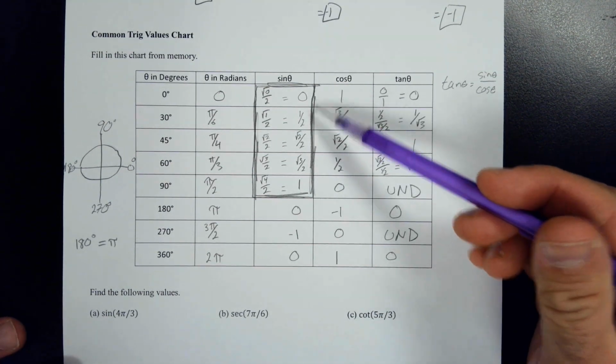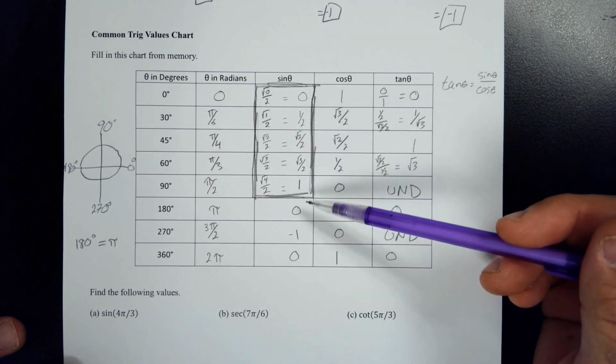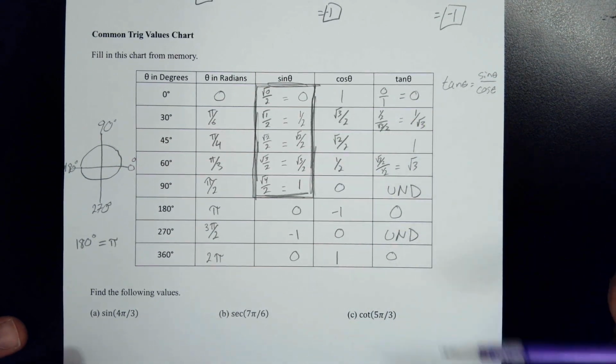So hopefully if you can remember these 5 numbers in order, the rest of the chart should be pretty easy to fill in.